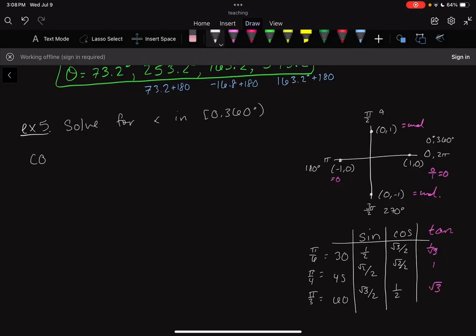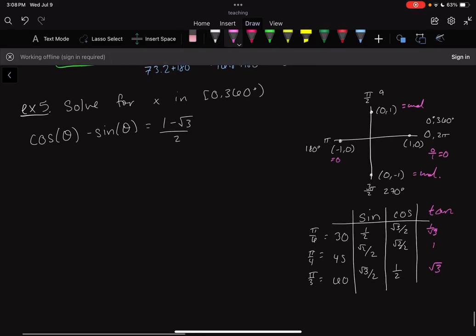It says cosine theta minus sine theta is equal to 1 minus square root of 3 over 2. This one uses a method that you actually use a few times in this section, like while you're going over problems.